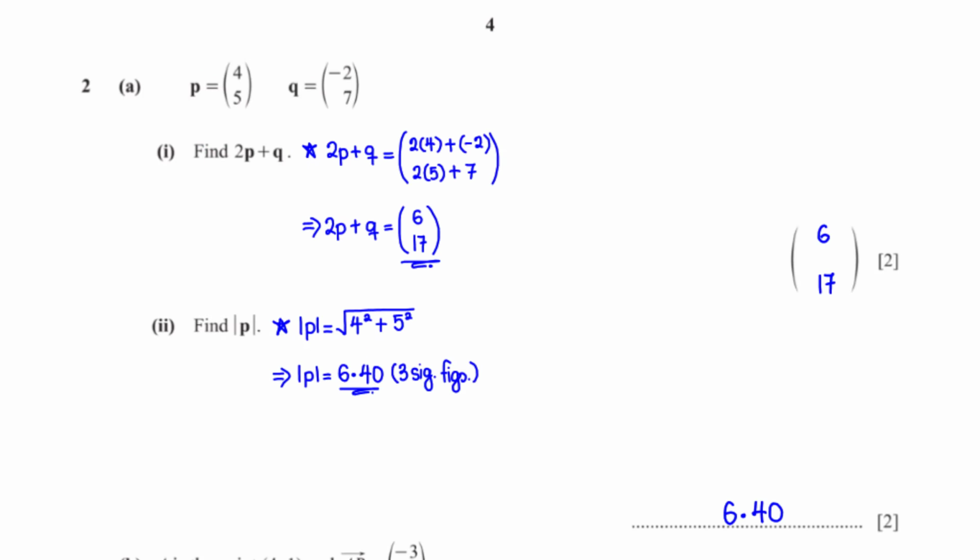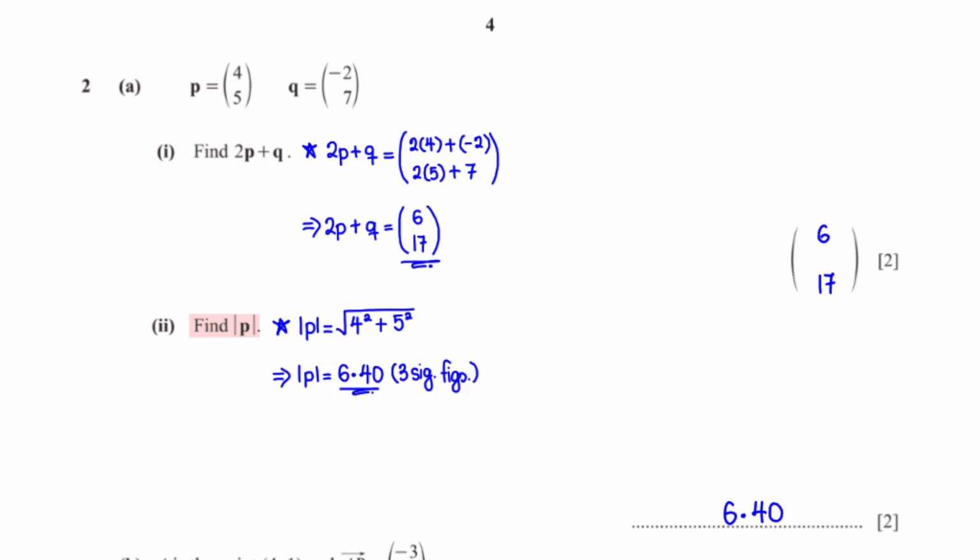P equals (4, 5). Q equals (-2, 7). Find 2P plus Q. For the top element of the resulting vector, we have 2 times 4 plus -2, which gives us 6. And for the bottom element, we have 2 times 5 plus 7, which gives us 17. And so our final answer here is (6, 17).